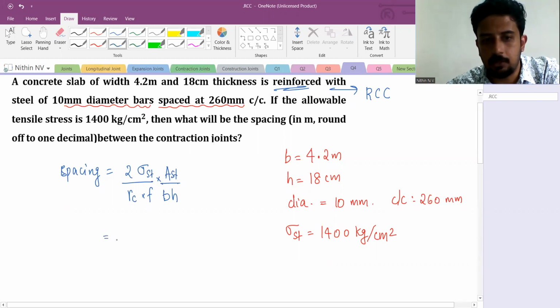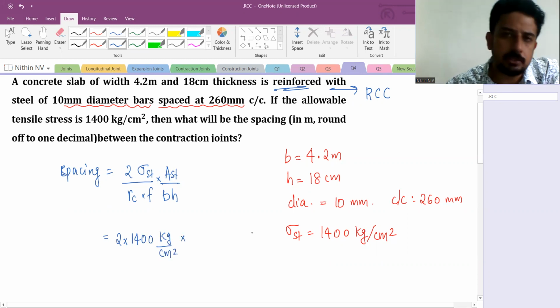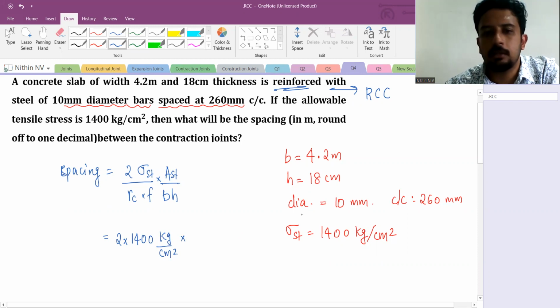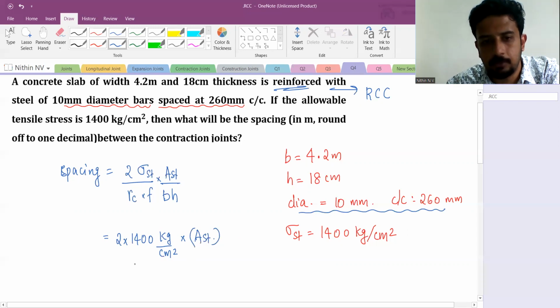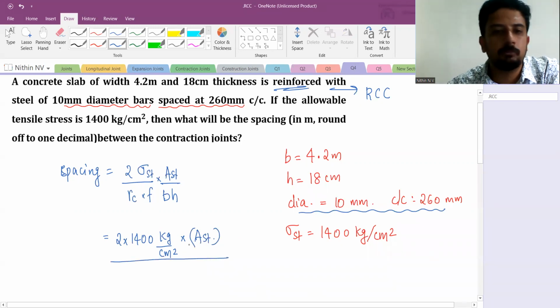Okay, guys. Now that's equal to 2 into 1400, unit is also important, kg per centimeter square. AST is given or not? No, AST is not given. They have only given the diameter and the spacing. They have not given the area of steel value. That we need to calculate. Let it be there as of now. Now, divided by gamma C. Have they given it? No. If they have not given it, what to do then?